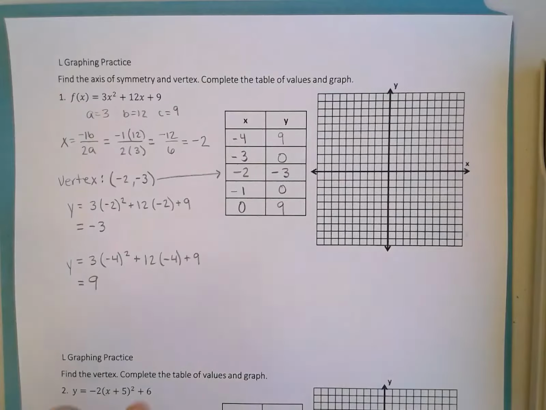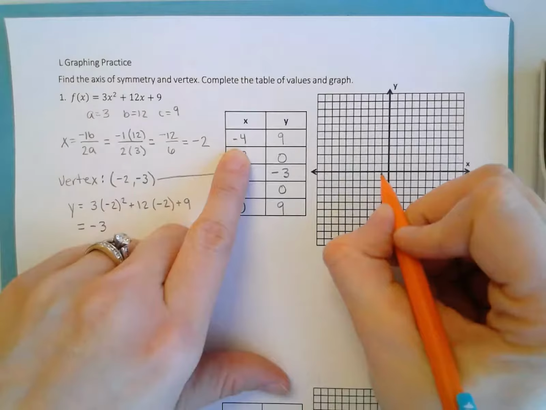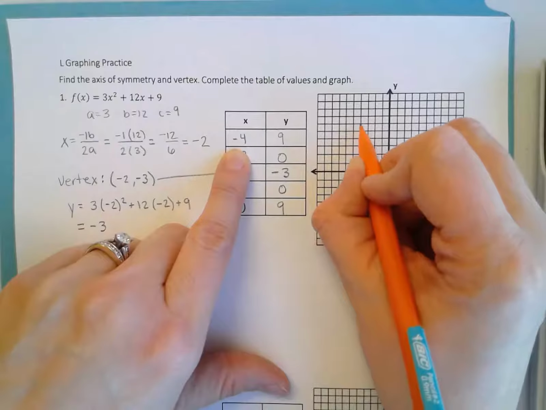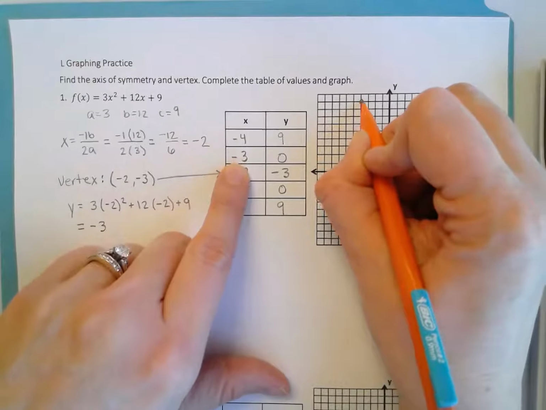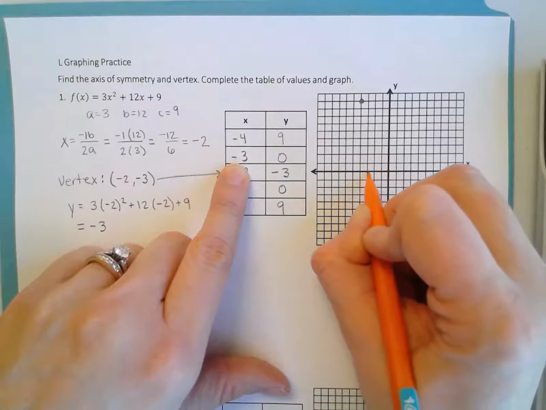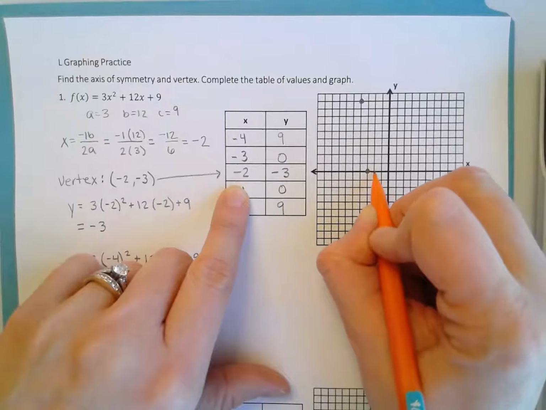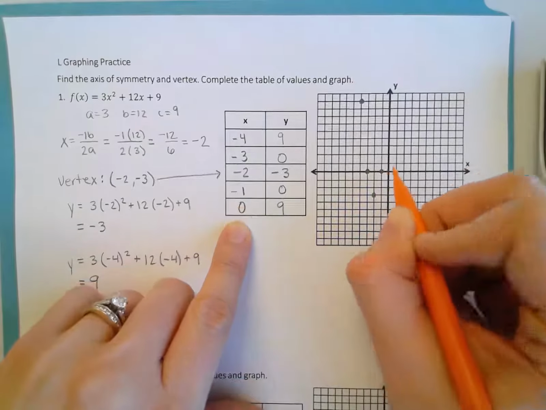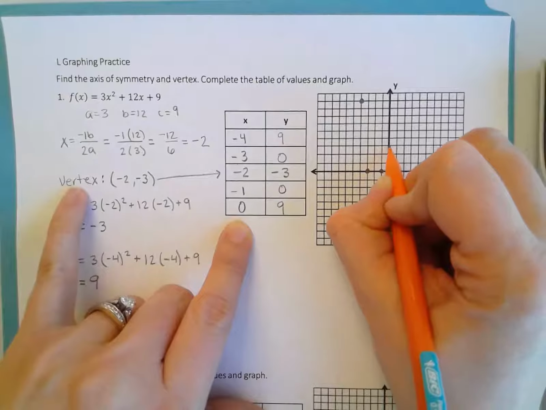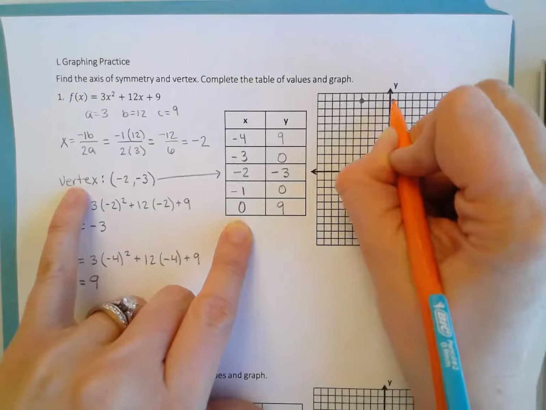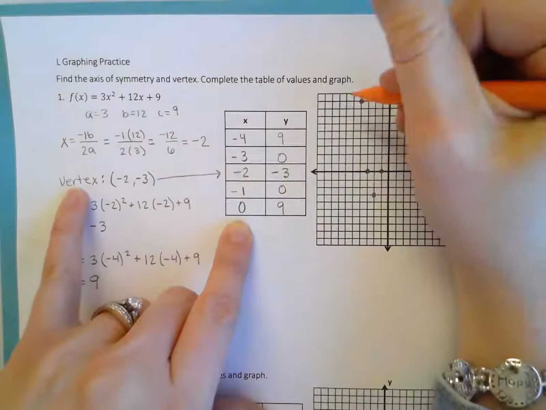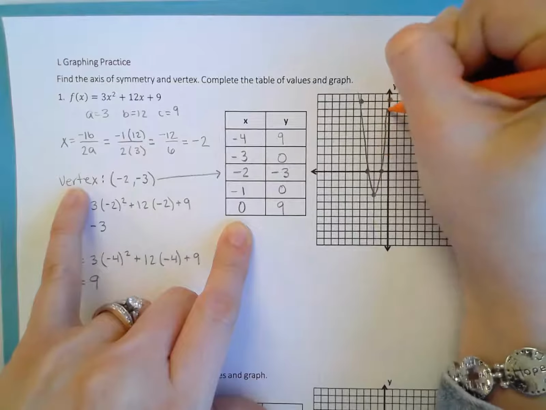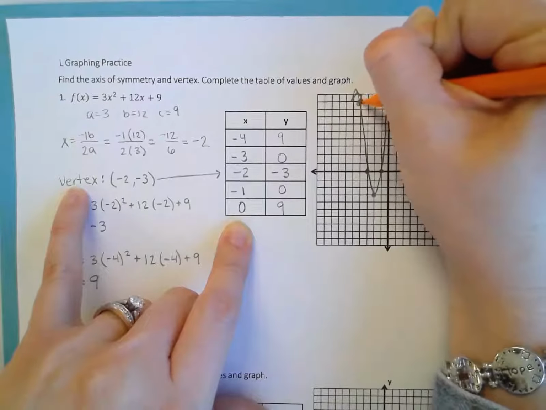Let's graph the points in order to make the parabola. Connect the points with a smooth curved line to form the U shape for the parabola.